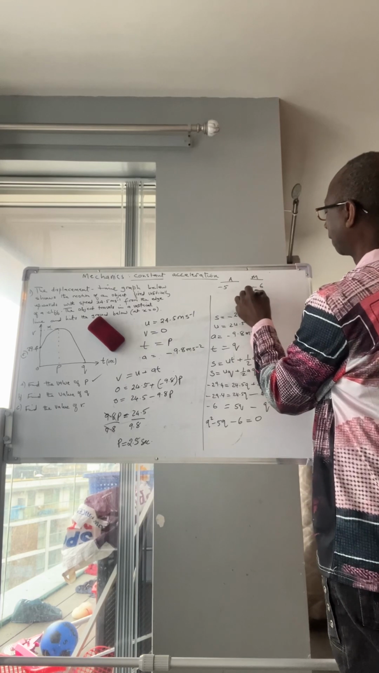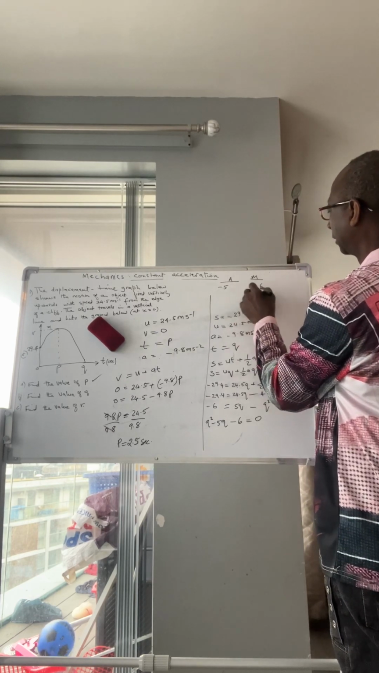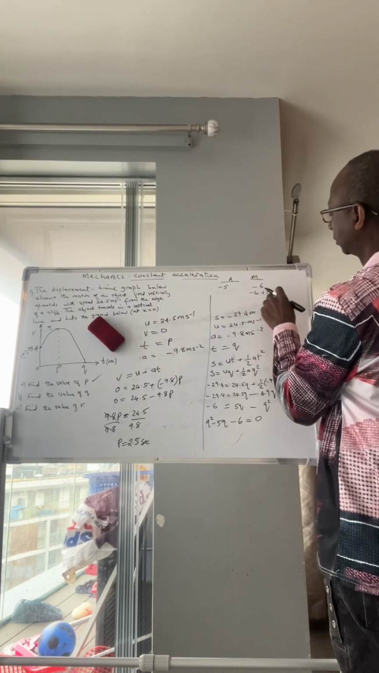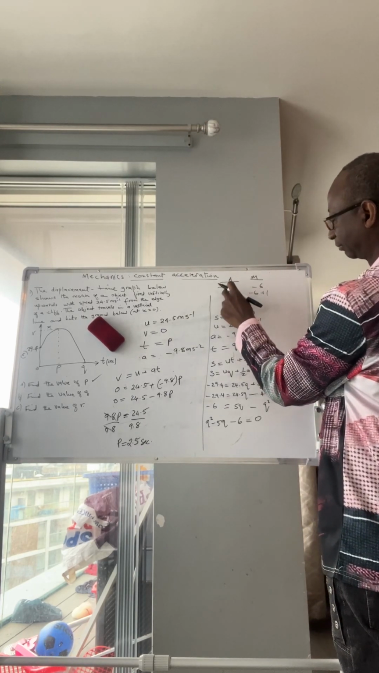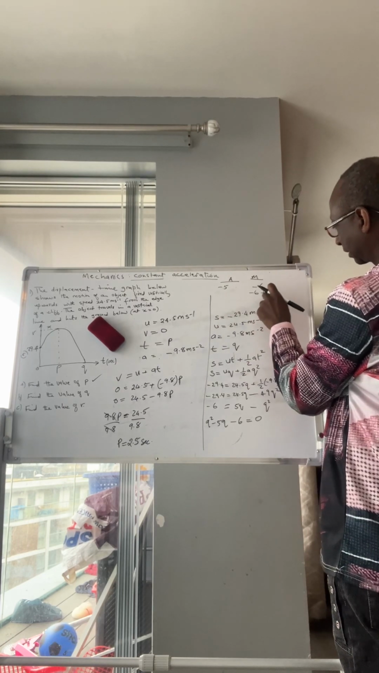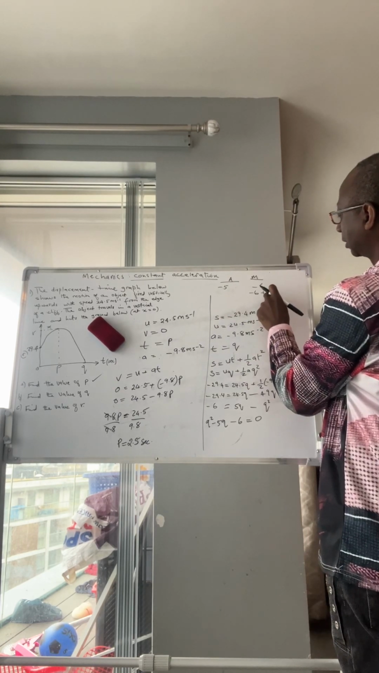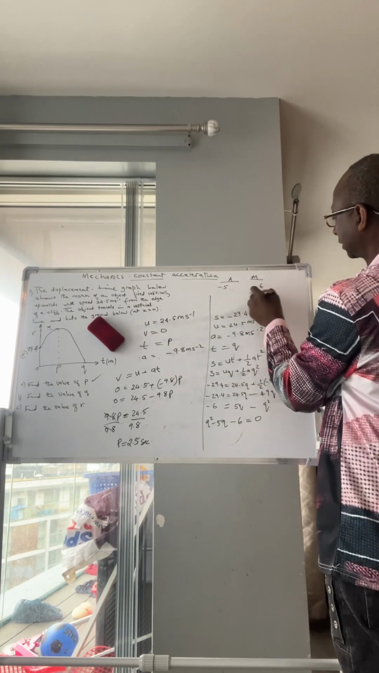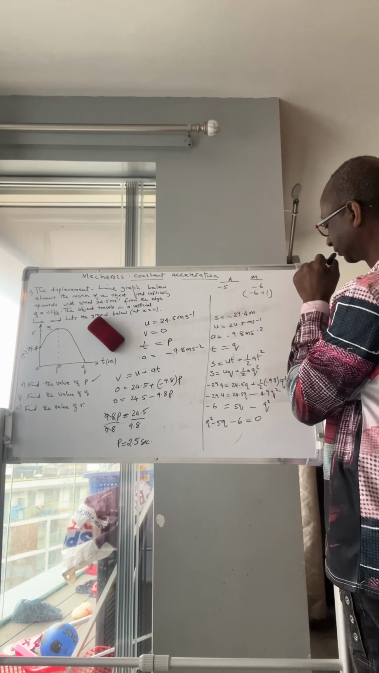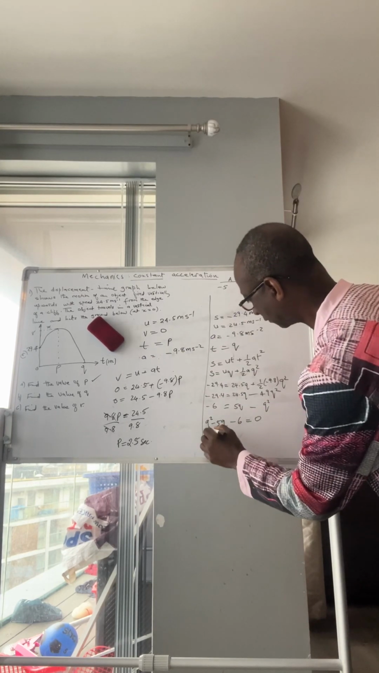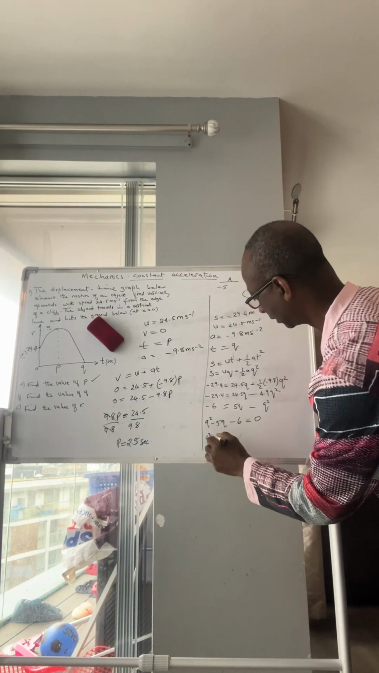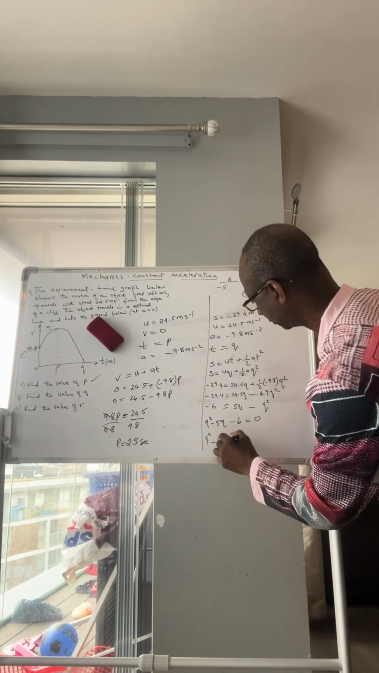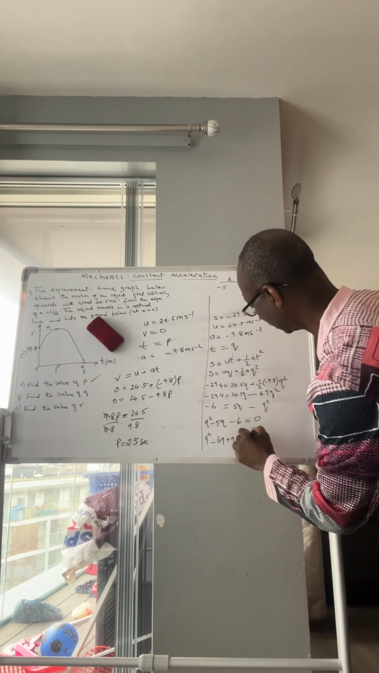Minus 6 plus 1 will give you minus 5. Minus 6 plus 1 is minus 5. So these are the factors you need, 6 and 1. So therefore, q squared minus 6q plus q minus 6 equals 0.